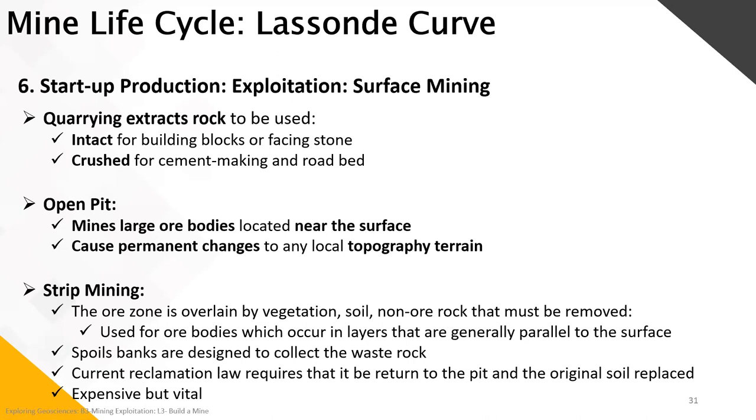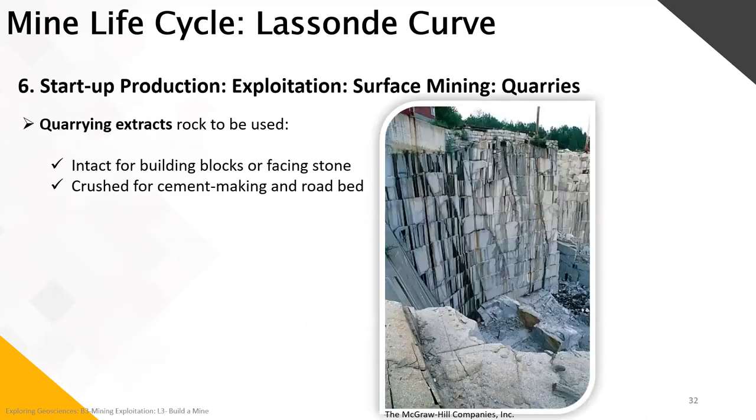And strip mining is where the ore zone is overlain by vegetation, soil, or non-ore rock that must be removed. So it's used for ore bodies which occur in layers that are generally parallel to the surface, meaning horizontal. The spoils banks are designed to collect the waste rock. The current reclamation law requires that it be returned to the pit and the original soil replaced. It is expensive, but vital. So, an example here of quarries: either intact blocks that are used for building or facing stones, or crushed for cement making and road beds.